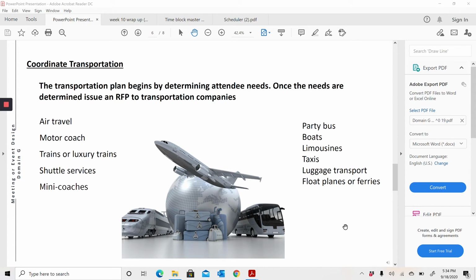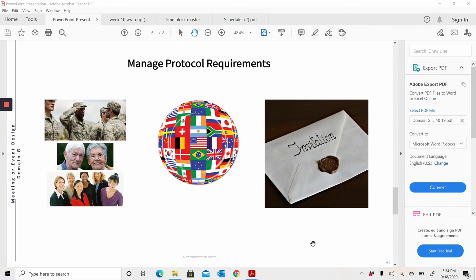You also want to consider the meeting budget. Not every corporate meeting has the corporation paying for it. A lot of associations have guests who are on their own and having to pay for it. So consider that when you're booking the transportation.